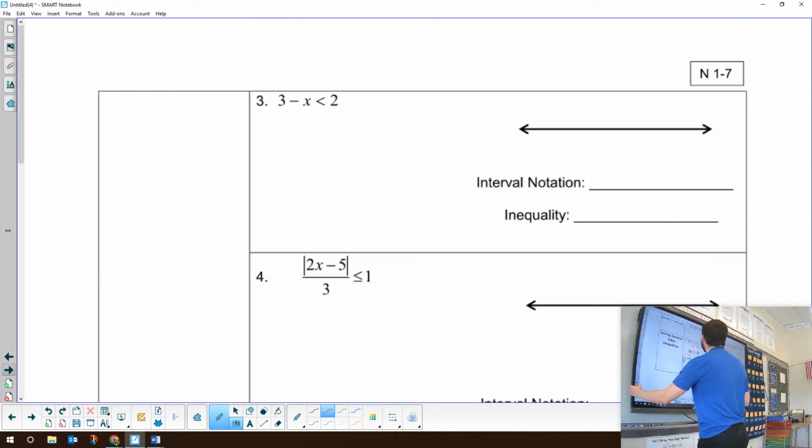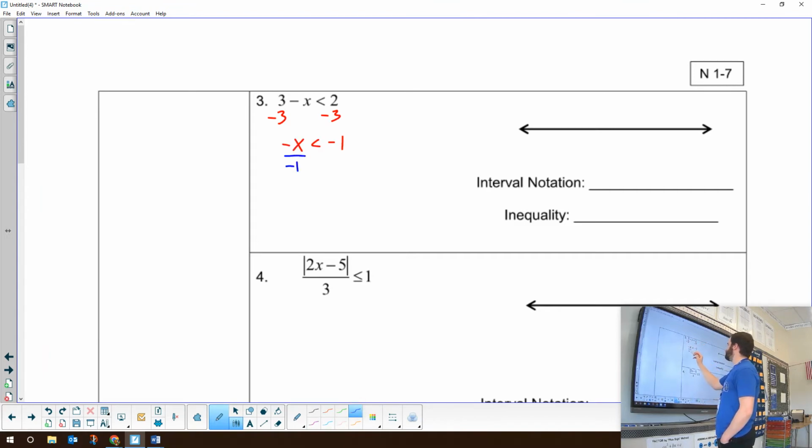Let's turn the page and let's take a look at number 3. So number 3, this one is just kind of thrown in at us, but you notice this one does not have an absolute value. So we're just going to minus 3 to both sides. We're going to get negative x is less than negative 1. Then I'm going to divide both sides by negative 1, and I'm going to get x is greater than positive 1. Notice how I flipped the sign whenever I divided both sides by a negative.